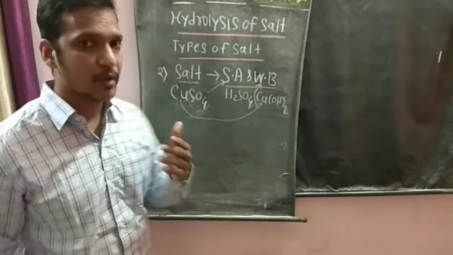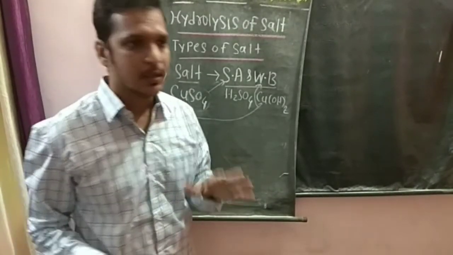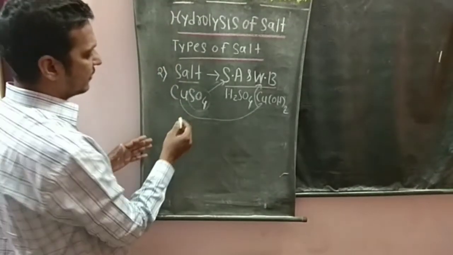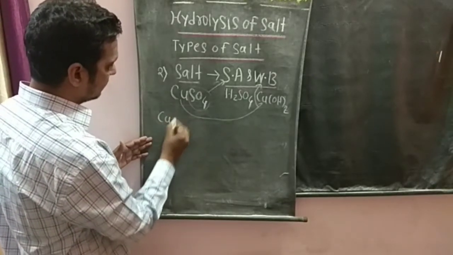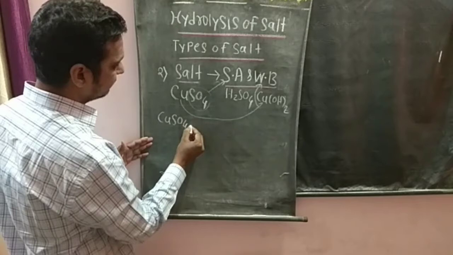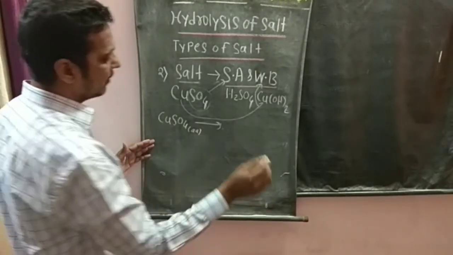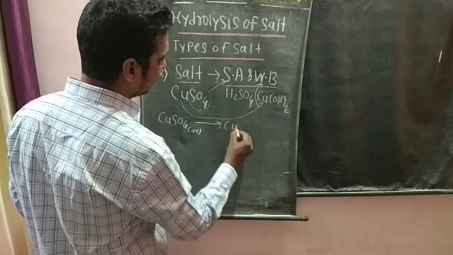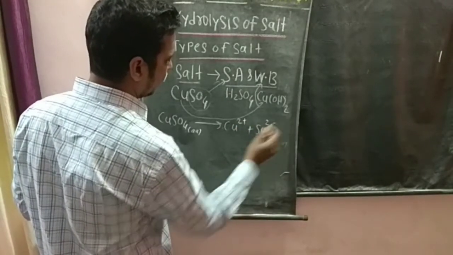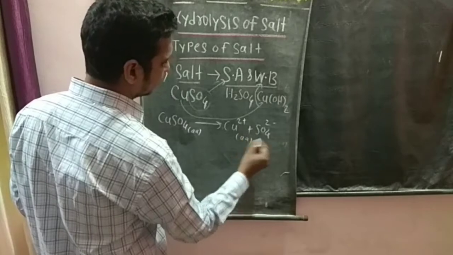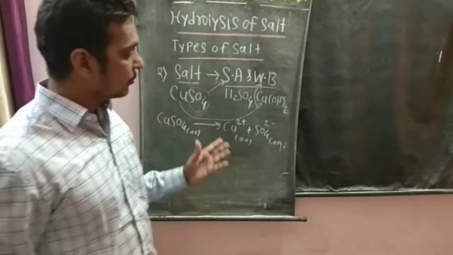Now copper sulfate is a strong electrolyte, so it dissociates completely in the aqueous solution. So I will write the reaction of aqueous ionization of copper sulfate: CuSO4 aqueous, a strong electrolyte, dissociates almost completely, it goes to Cu2+ aqueous and SO4 2- aqueous.